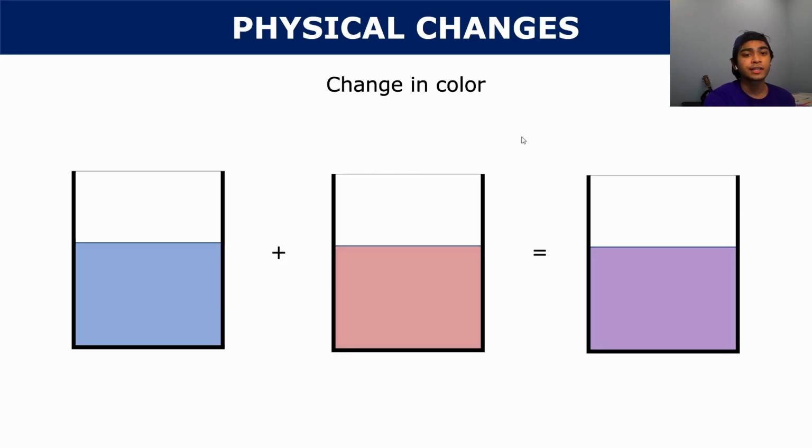Another thing is a change in color. So let's say you have water and then you add some food coloring to make it blue, and you have some water and then you add some red food coloring to make it red. If you combine these two solutions, at the end of the day, you still have water and you have your food coloring, but your food colorings have mixed, so now it's purple. If you don't remember, red and blue make purple. So you have purple, but it's just still water, and then the blue and the red food coloring have combined to produce purple. That's a physical change. You have a change in color, but nothing has actually changed chemically.